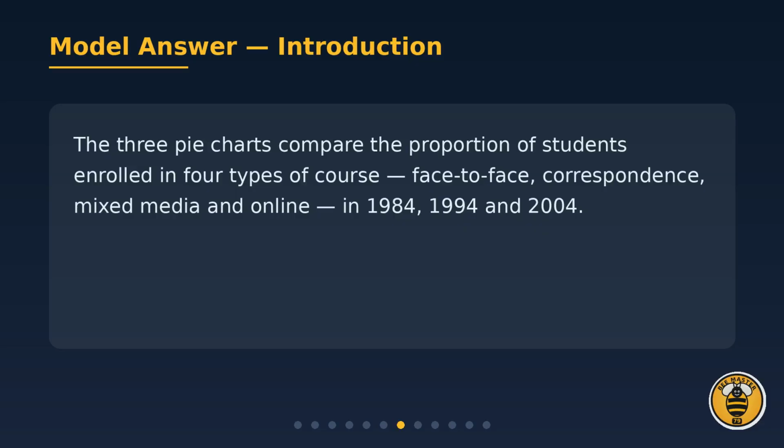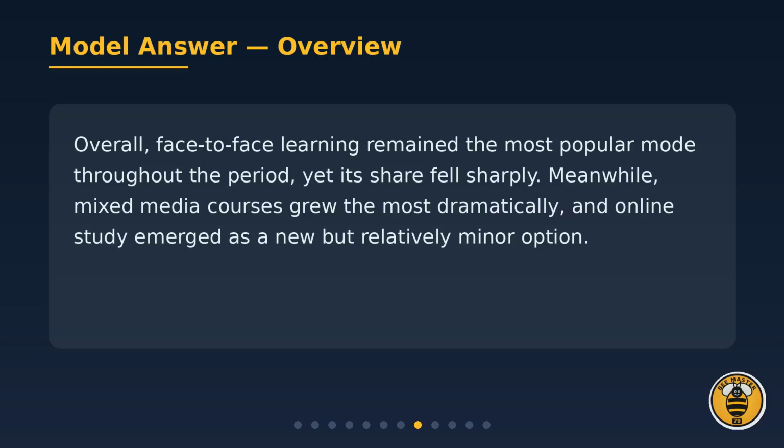The 3 pie charts compare the proportion of students enrolled in 4 types of course: face-to-face, correspondence, mixed media, and online in 1984, 1994, and 2004. Overall, face-to-face learning remained the most popular mode throughout the period, yet its share fell sharply. Meanwhile, mixed media courses grew the most dramatically, and online study emerged as a new but relatively minor option.